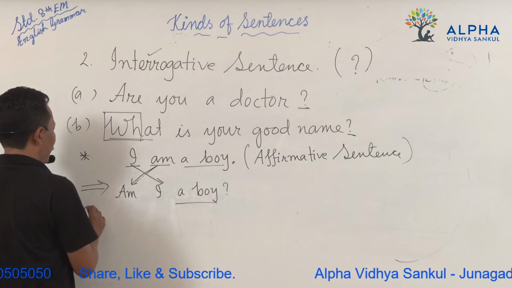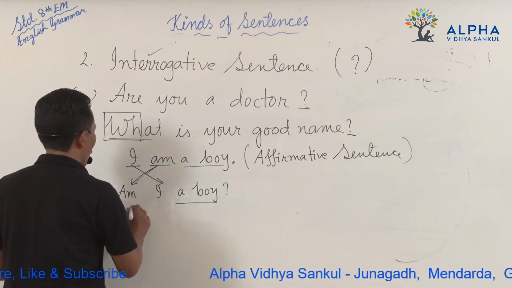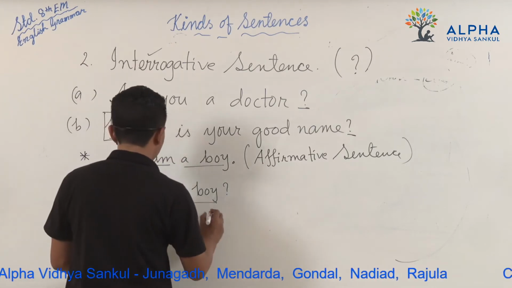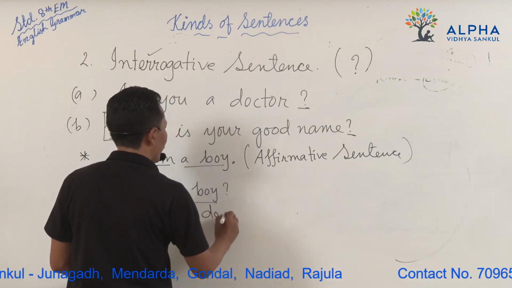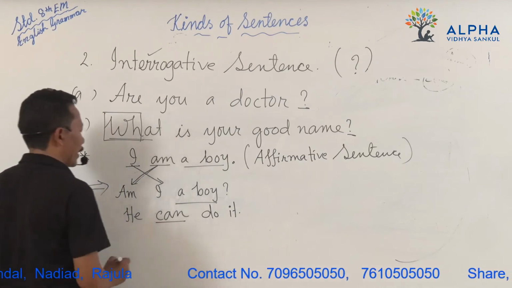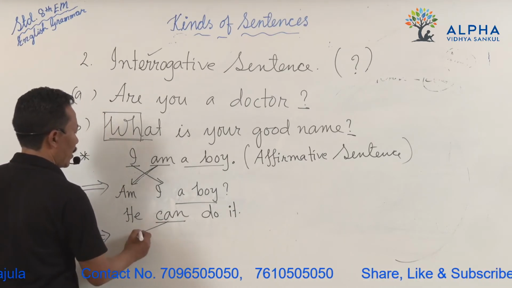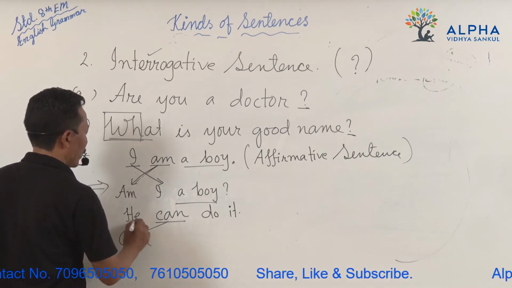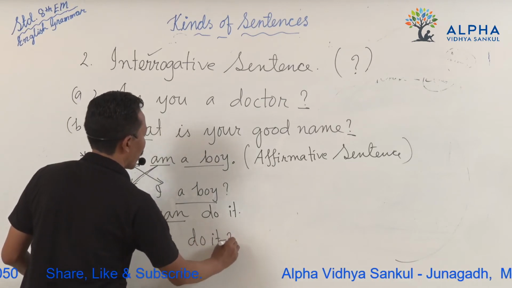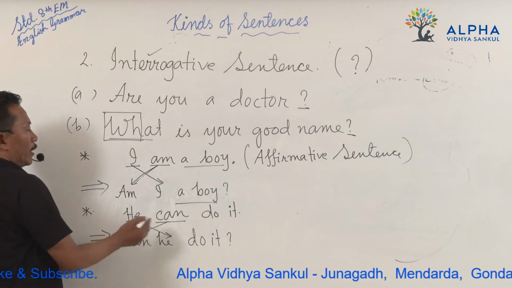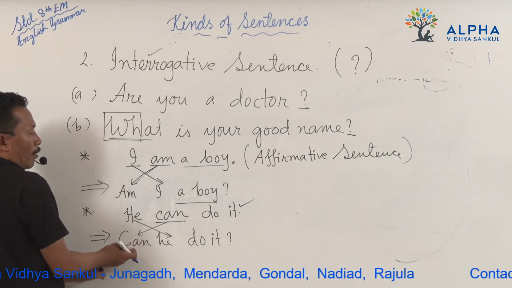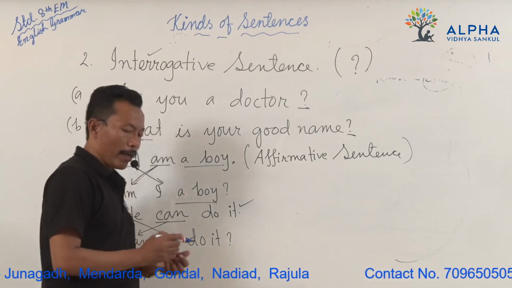The next is, he can do it. Now here the helping verb is can. How can you change this? You see, can comes here and he comes here. Can he do it? Question. And this is the affirmative sentence. Then this affirmative sentence we form into what? An interrogative sentence. This is the way.